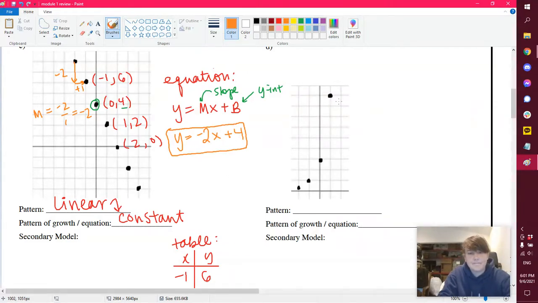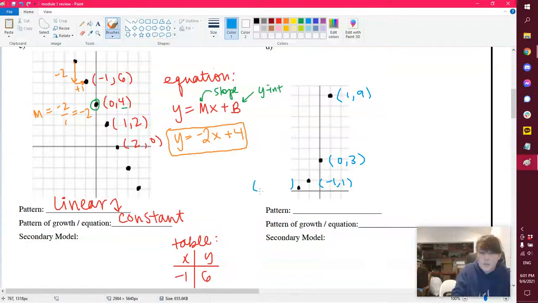All right, let's run it back. Here, to be honest, this one, if we connected the dots, it looks exponential, but if we kept going on this side, it could look quadratic. So we don't want to do this one just by shape alone. We actually want to use the table and figure out what's going on. Here we've got -1, 1, 0, 3, and 1, 9. This one's -2, something. It's kind of like in between. It's a fraction. So we want to do a little more research before we make a decision on what it actually is.